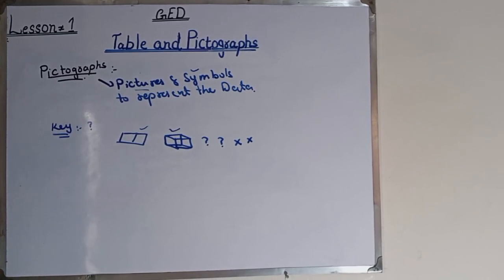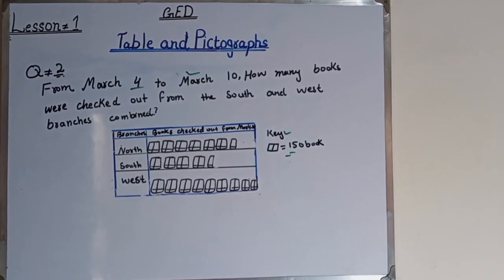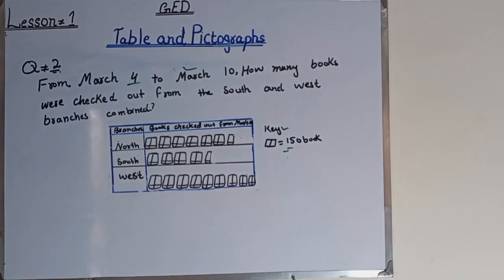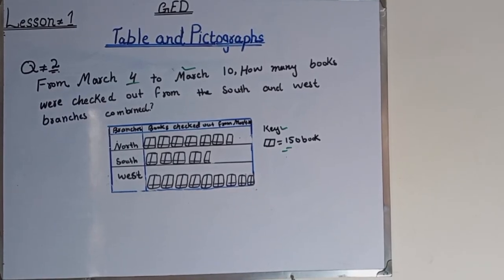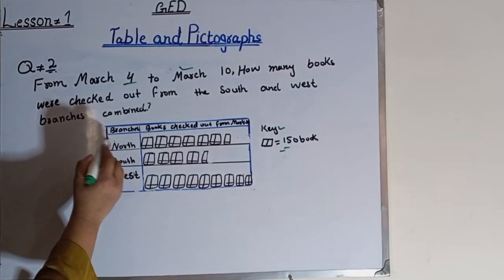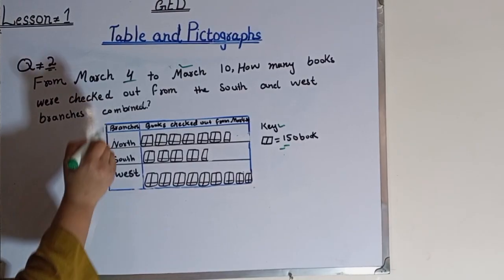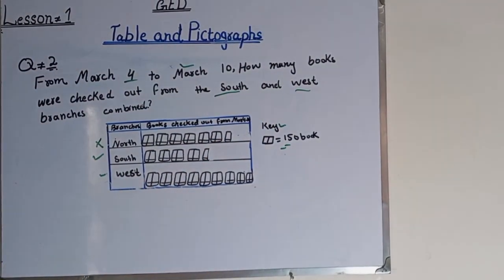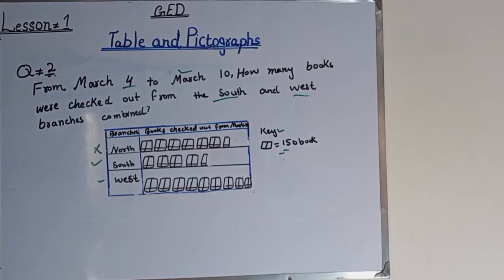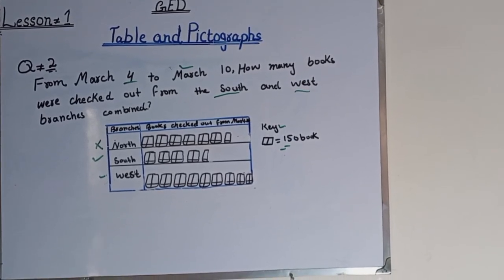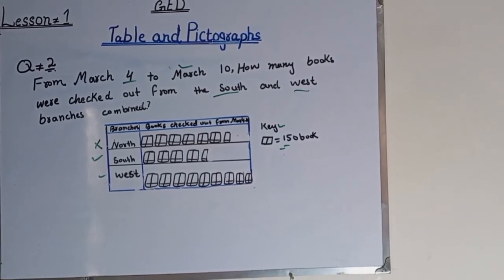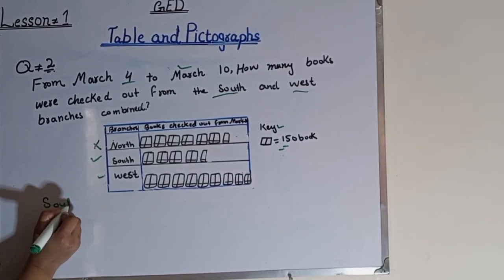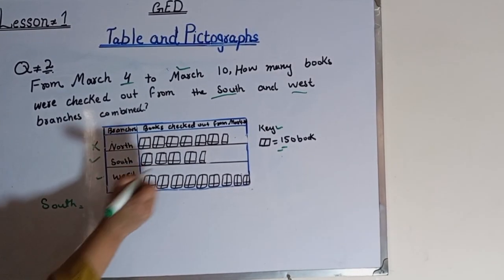Now we will do the example in which you completely understand the pictograph. From March 4 to March 10, how many books were checked out from the south and west branches combined? Our north branch we will not consider because they only talk about the south and west. We will count the symbols. In the south branch: 1, 2, 3, 4, 5.